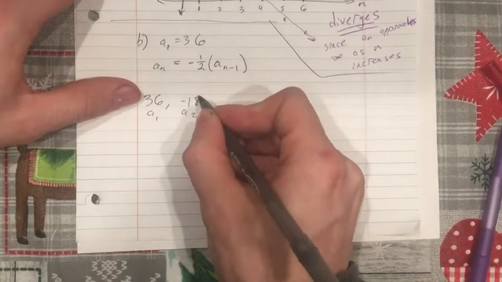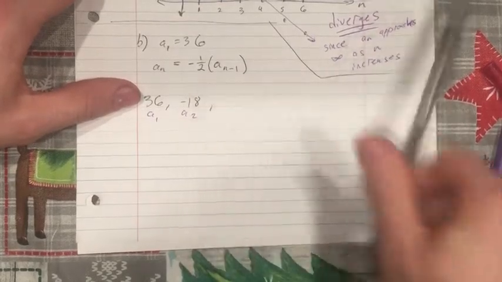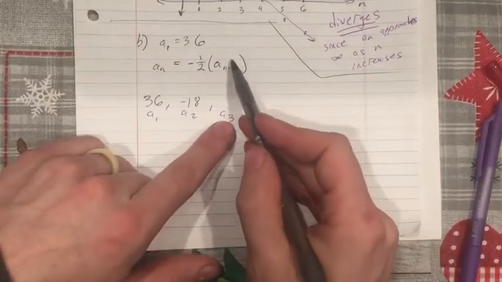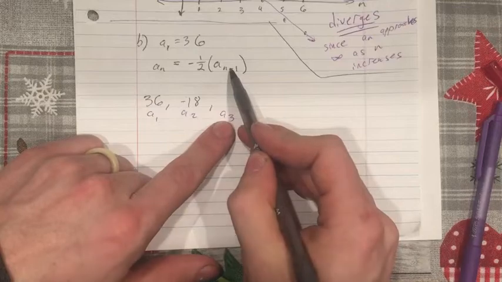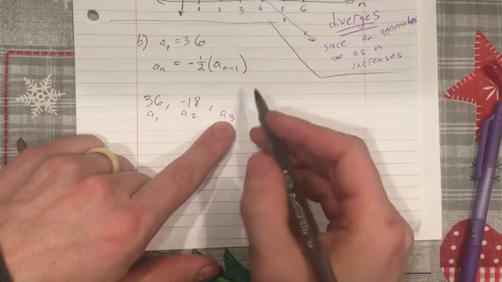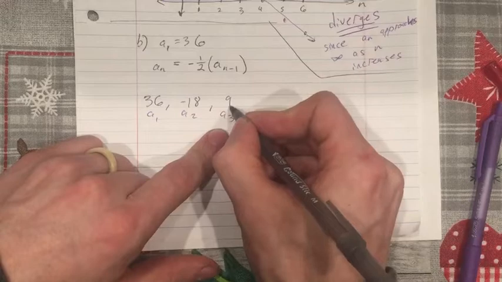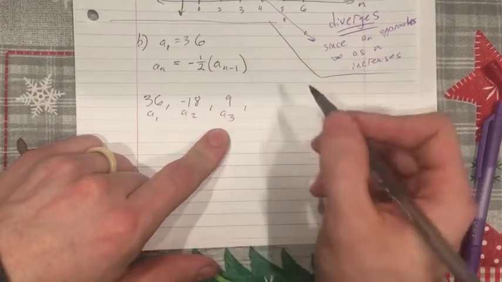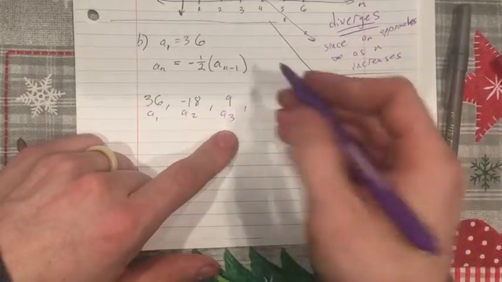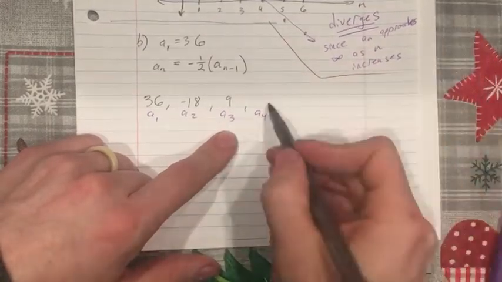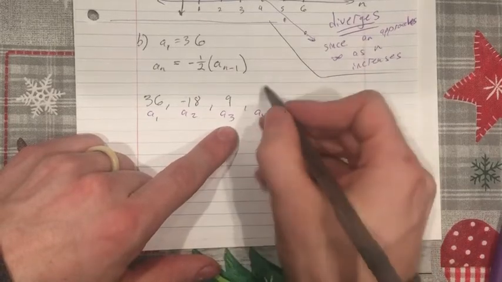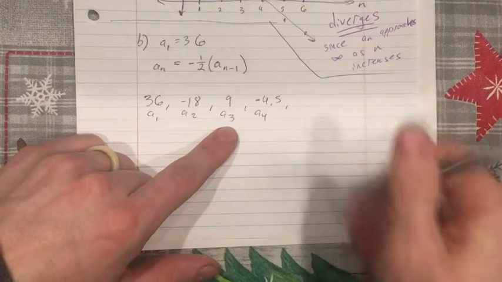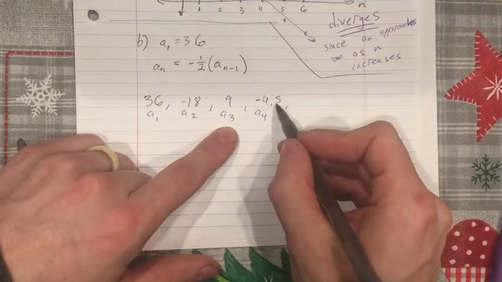Negative 18, right? And to get a sub 3, we do the same thing. We take the previous term, a sub 2 now, which is negative 18, times negative 1/2. Negative 1/2 of negative 18 is going to be positive 9. Is our sequence converging or diverging? Well, let's keep going and we'll find out. A sub 4 is negative 1/2 of the previous term, a sub 3. So what's negative 1/2 of 9? Negative 4.5. And let's keep going. We're going to cut that in half again and times it by negative 1/2.